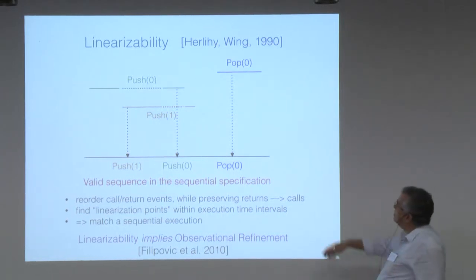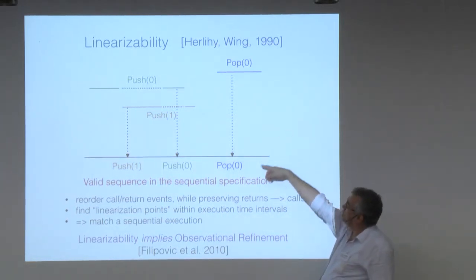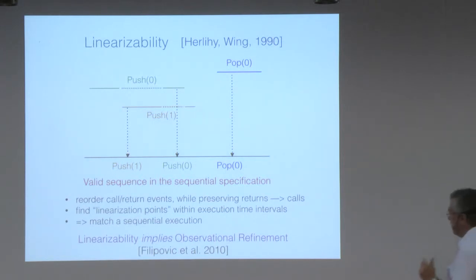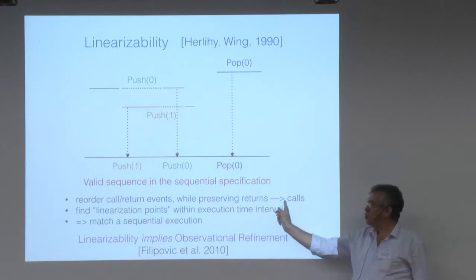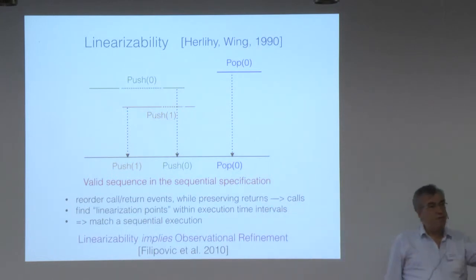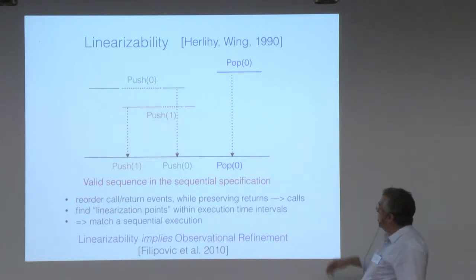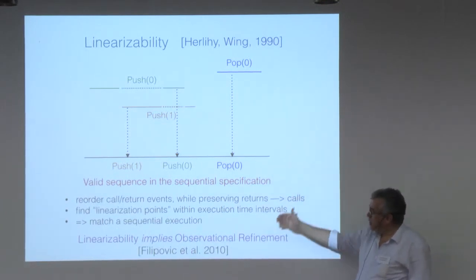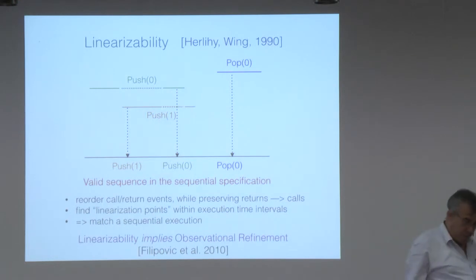So this means that if I take this execution and I look at the events which correspond to calls and returns, I should be able to reorder them, but I should respect the order between returns and calls, which means that if a method returns before another one starts, I should preserve this, okay? But I can reorder everything else. So if I can do that, I should be able to find a sequential execution now, which is valid.